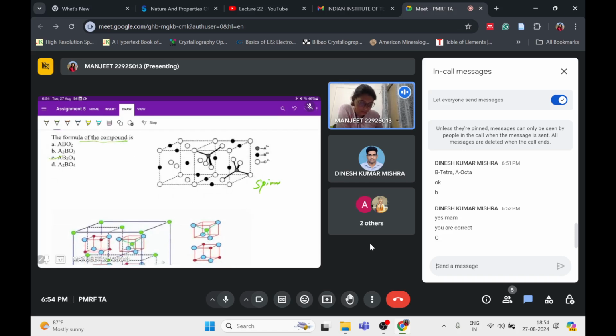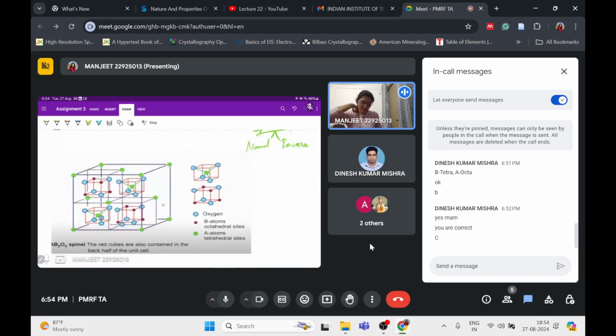And this spinel, you have 2 types: the normal spinel and the inverse spinel. They have the structure of AB2O4 in the normal spinel. If I'm taking oxygen, my B atom is at the octahedral site and my A atom is at the tetrahedral site. You can see from here also, this atom is the tetrahedral.